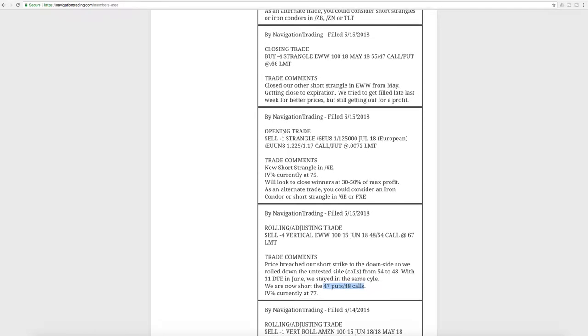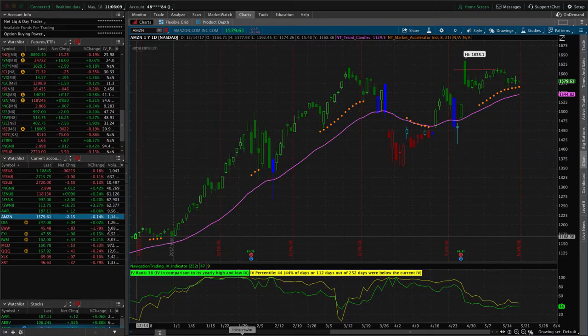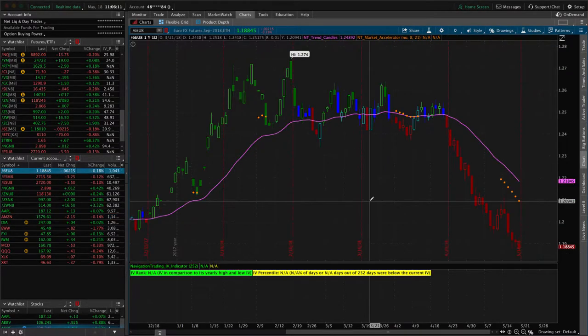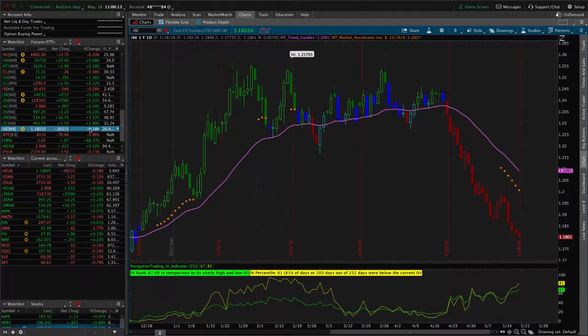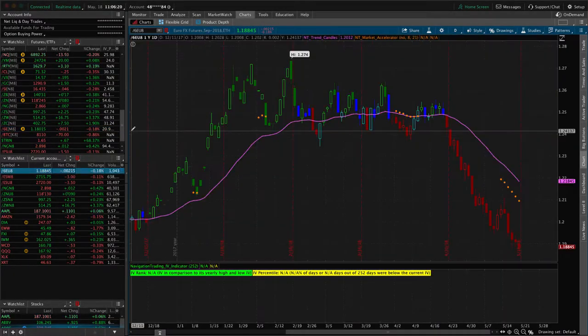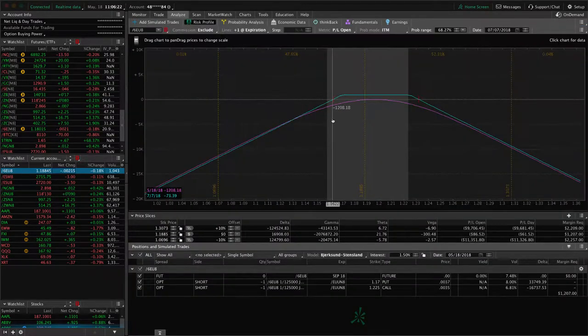Next alert was this opening trade where we re-entered in the euro. Implied volatility popped up nicely to over 75 at the time we put this on, and since it's actually gone a little bit higher. So if we take a look at 6E, you can see, click on this one here. You can see it's gone up, the percentile is now at 81. So it's actually gone up a little bit higher. If we take a look at the analyze tab, you'll see it's still very centered. Not much to do here except wait for a little bit more time to pass.